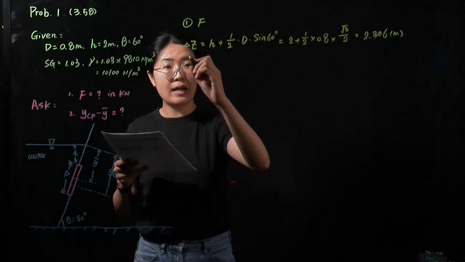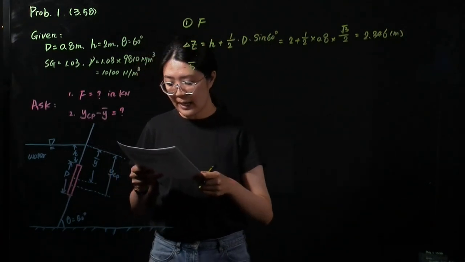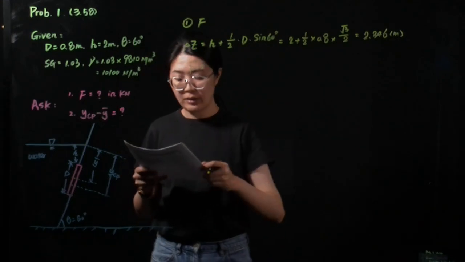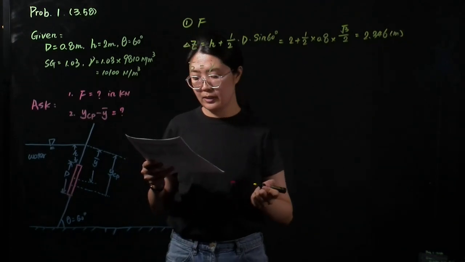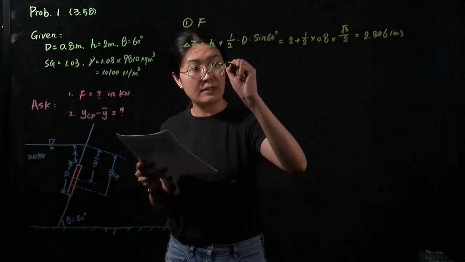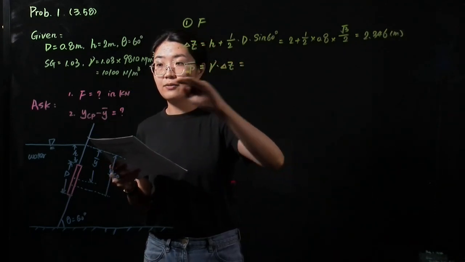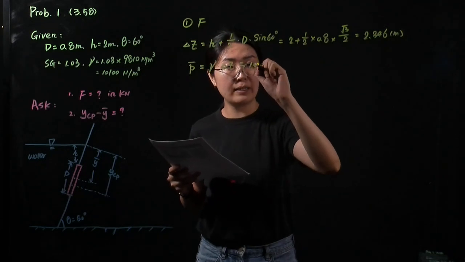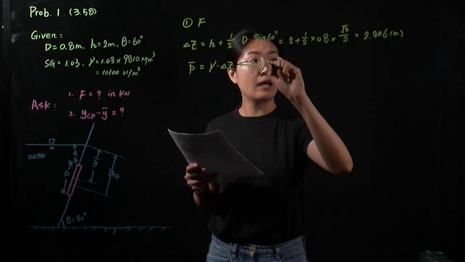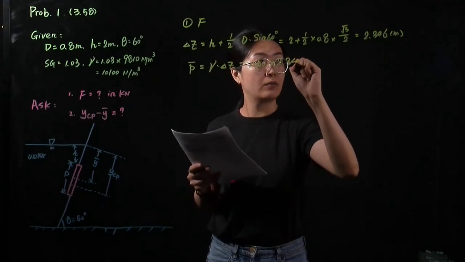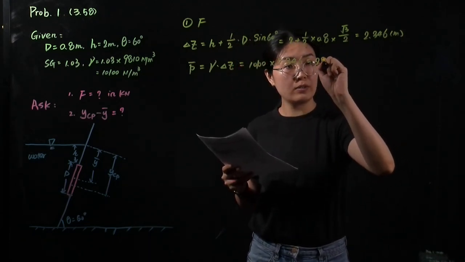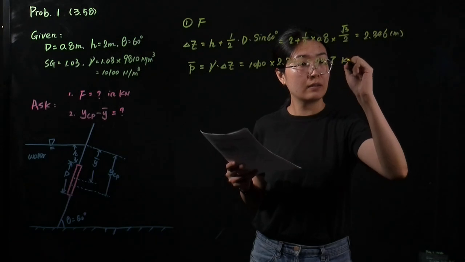Okay, so the next step, we calculate the hydrostatic pressure at the centroid. It should equal the specific weight of the seawater times the depth of the centroid, delta Z. We just calculate this value. It equals 10,100 times 2.346 meters. It should equal 23.7 kilopascal.